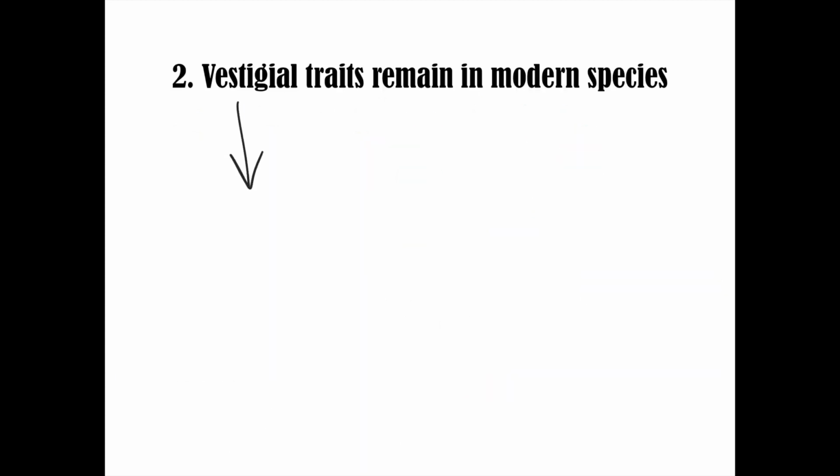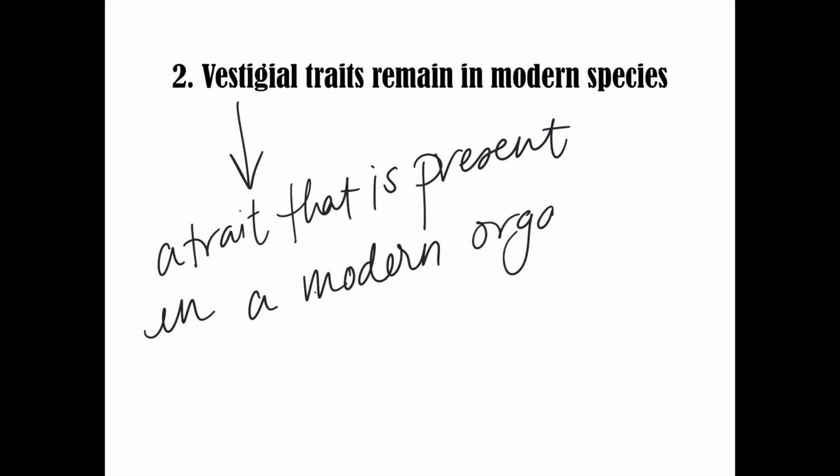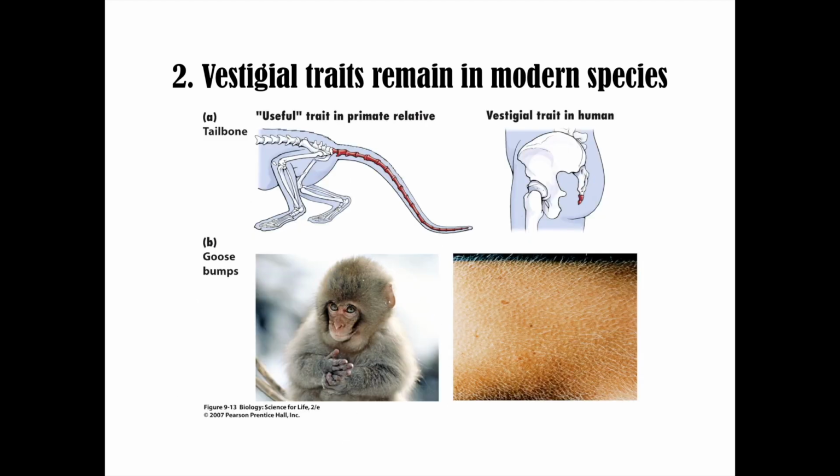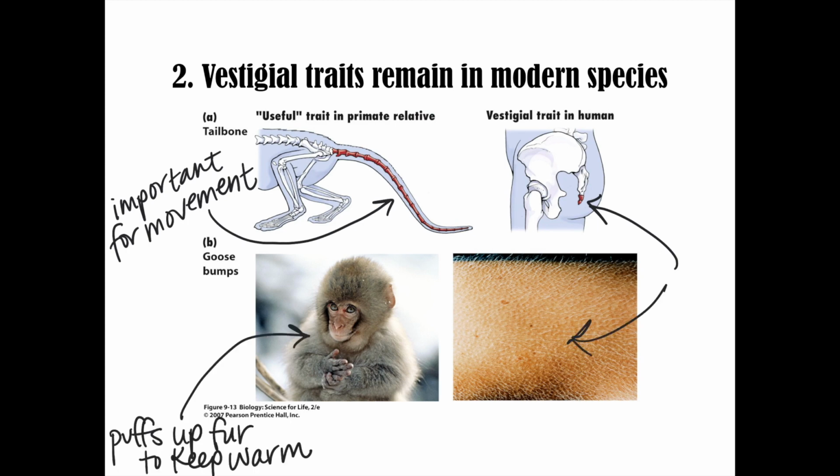A second line of evidence that supports descent from a common ancestor is the presence of vestigial traits that remain in modern species. A vestigial trait is simply a homologous structure that has lost all or most of the original function that it served in the ancestor. Some familiar examples of vestigial traits present in humans would be the tailbone and the presence of goosebumps, both of which played an important role in our common ancestor, but have very little functionality today in humans.